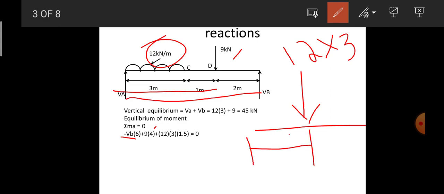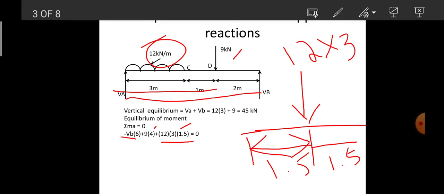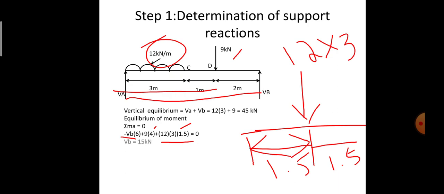And then we need to place it exactly at the centroid distance, that is 1.5 and 1.5 meters. The point load of 36, that is 12 into 3, which is 36 kilonewton, will be acting exactly at the distance of 1.5 and 1.5 meters. So therefore 12 into 3, multiplied by the distance between the load and point A, which is 1.5, so it is 12 into 3 into 1.5. Equate that to 0, and you will get the value of VB as 15 kilonewton.